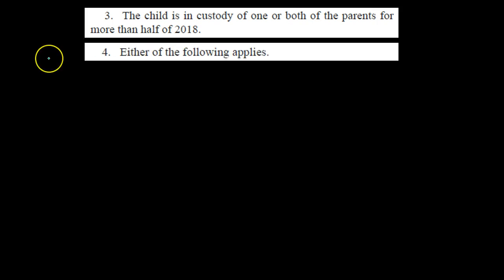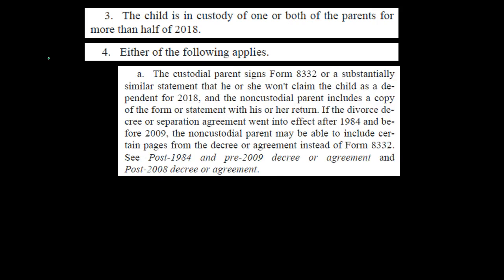So number 3 here, the child is in custody of one or both of the parents for more than half of 2018. Number 4, either of the following applies. For A, the custodial parent signs Form 8332, or a substantially similar statement, that he or she won't claim the child as a dependent for 2018. Now you can find that form on the IRS website. If you go to irs.gov and look up Form 8332, you'll see it's called Revocation of Release of Claim to Exemption for Child by Custodial Parent.